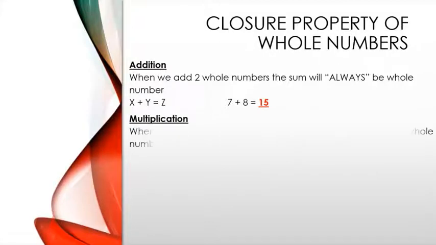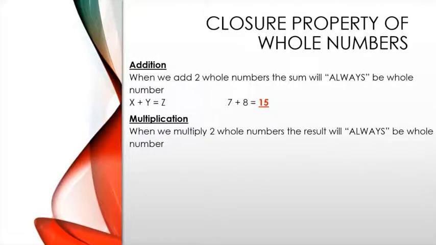In multiplication, when we multiply two whole numbers, the result will always be a whole number. For example, x into y is equal to z. We can change that to 7 into 8, which is equal to 56. In this, the multiplicand, the multiplier, and the product are all whole numbers.